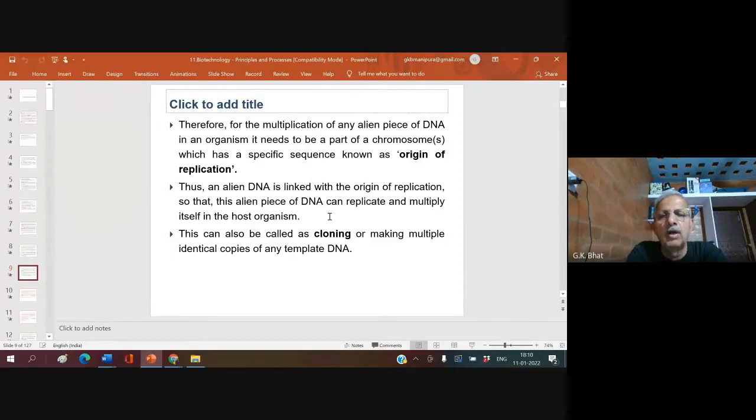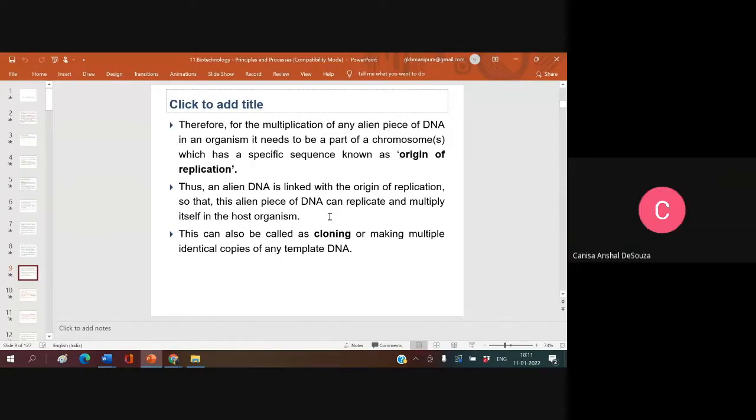This can also be called cloning. But remember, Jayasri, cloning means making a number of copies of the same. I will explain better in another step. This can also be called cloning, or making multiple identical copies of any template DNA. What is that template DNA? Why are we going to have multiple identical copies of a template DNA? What do you call this template DNA otherwise?